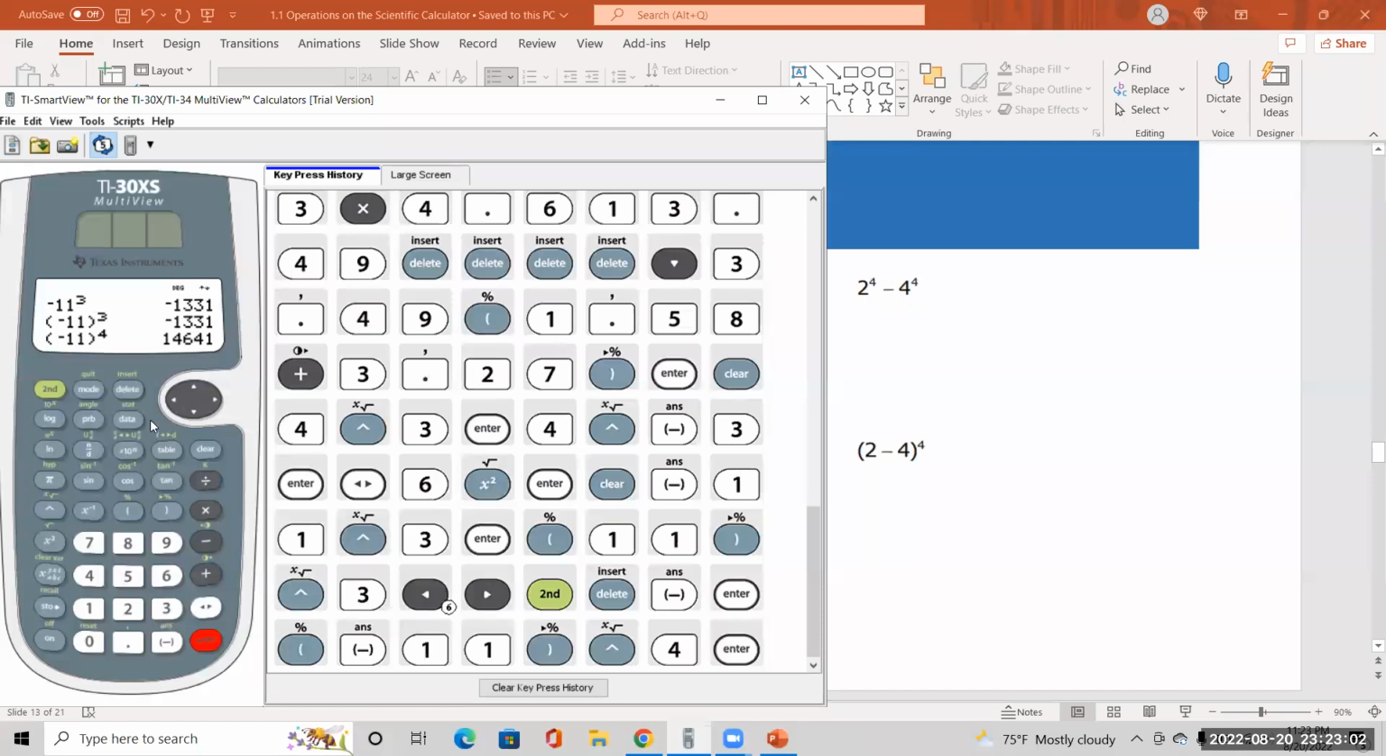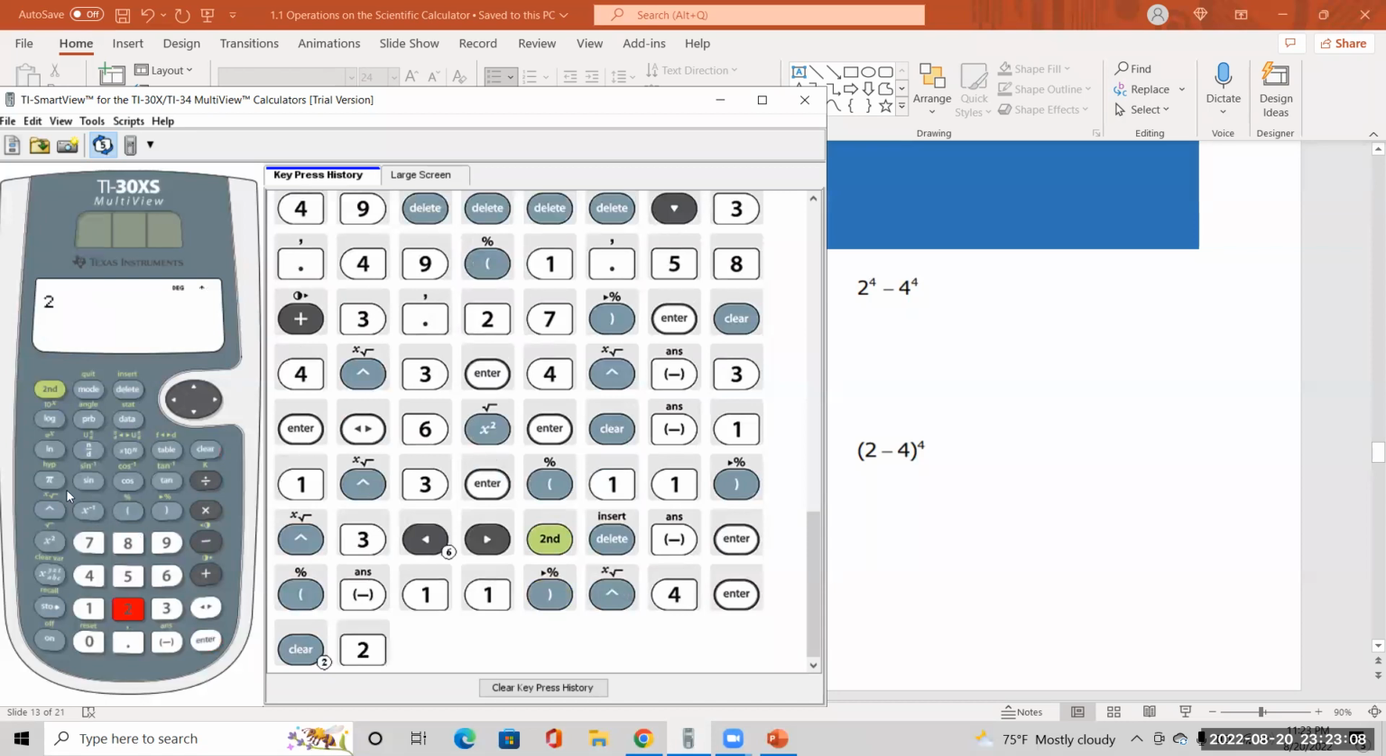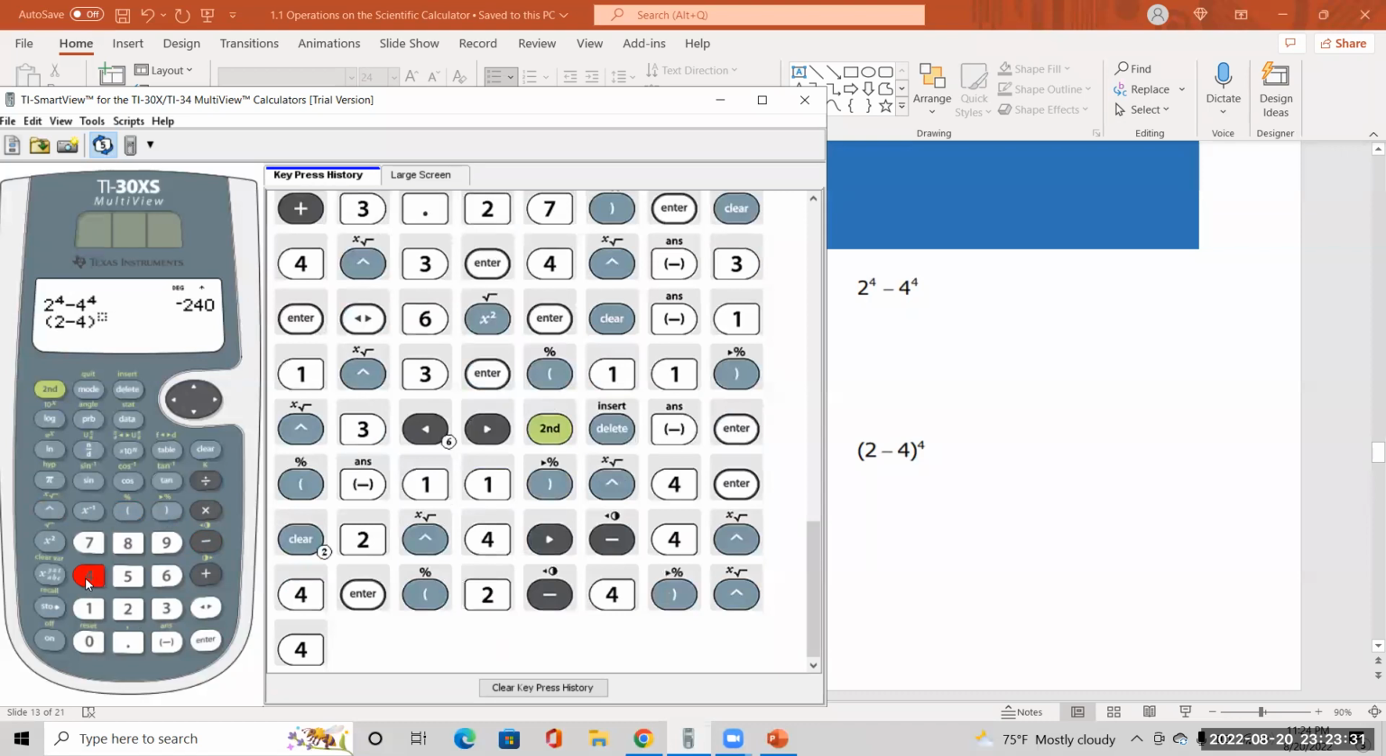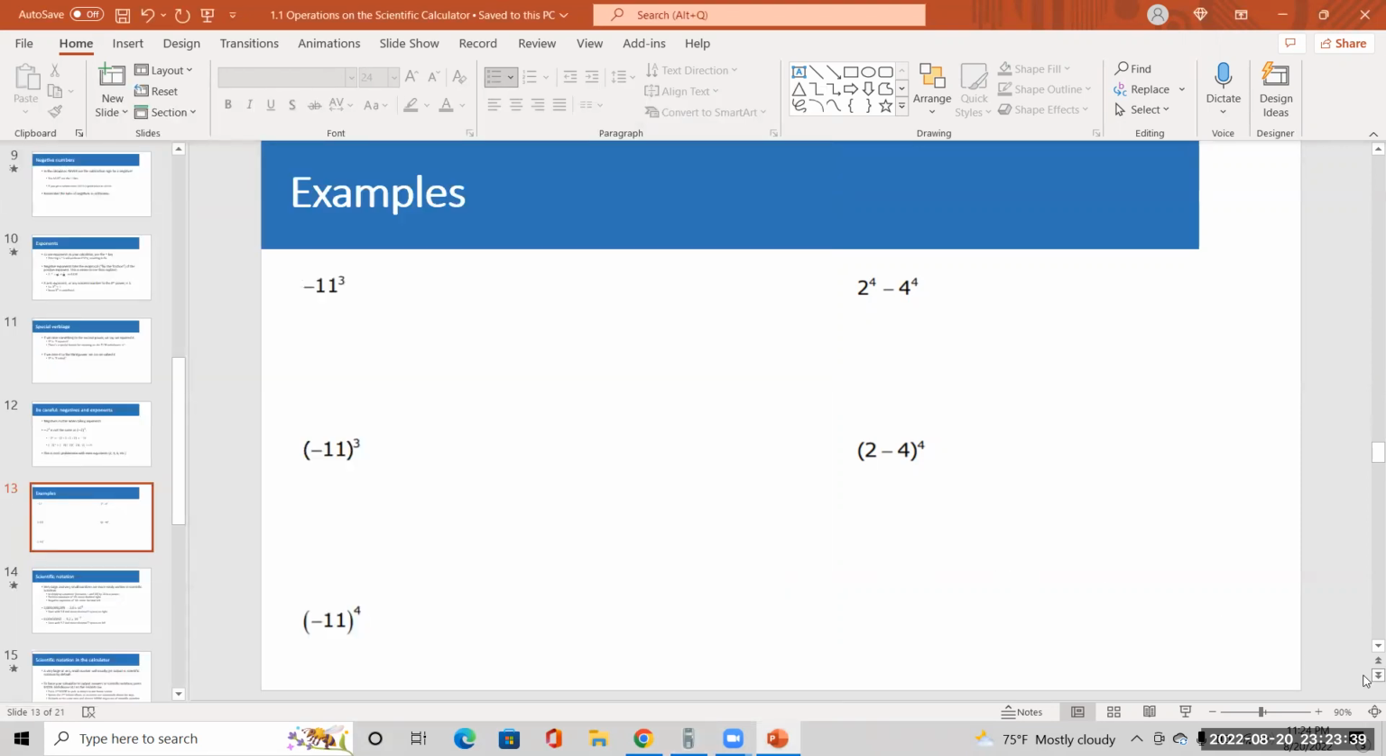If we want to add some steps here, we don't just have to do the exponents. We can say, okay, well, I want 2 to the 4th. Press this arrow over here to get down from that exponent. Minus 4 to the 4th. You get -240. And then notice that that is not the same as parentheses 2 minus 4 to the 4th. It's going to give us a very different answer. We have a 16. So just be very careful with your order of operations and entering things into calculators.